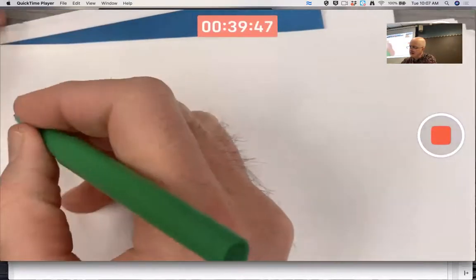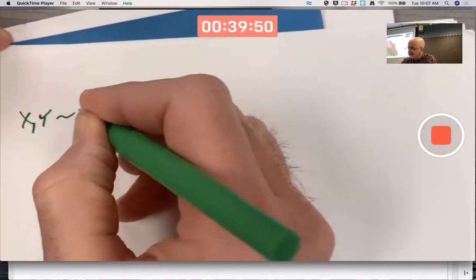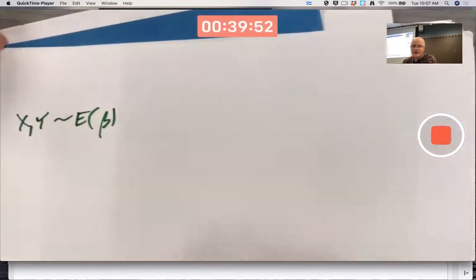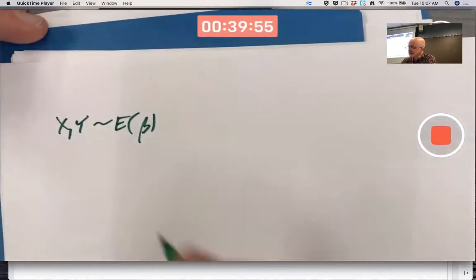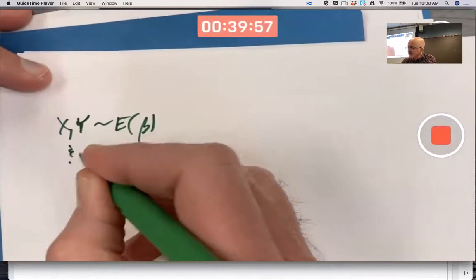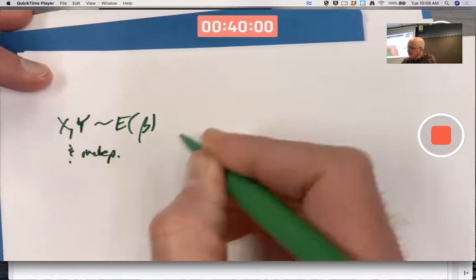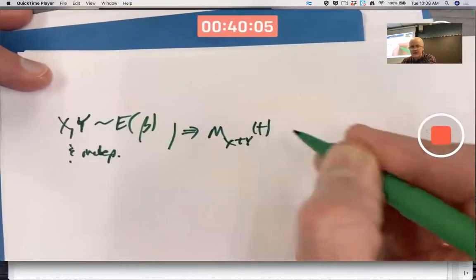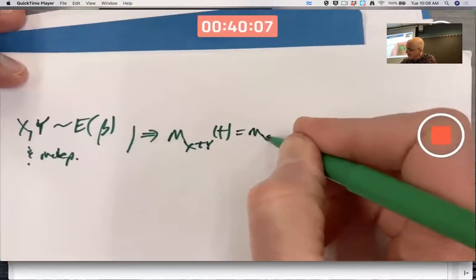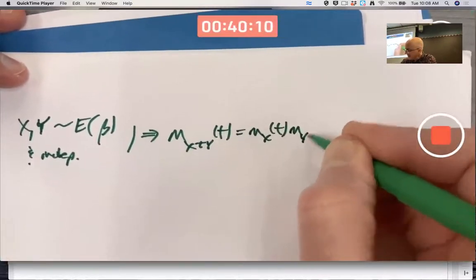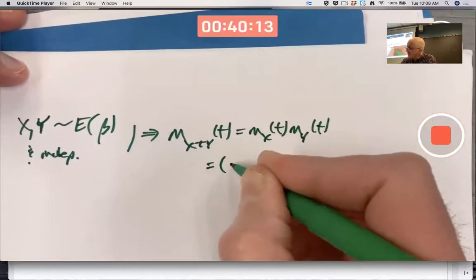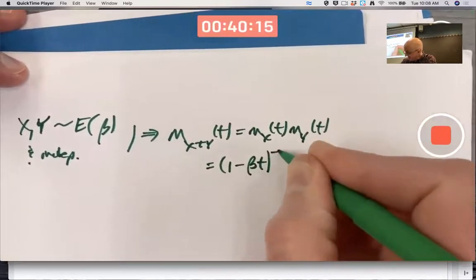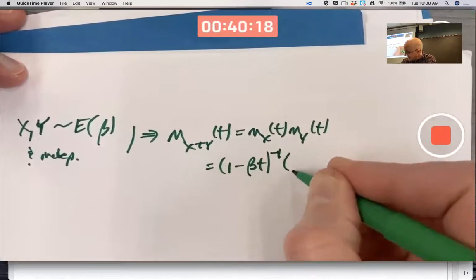X and y both have the same distribution and they're independent. You could write x, y is exponential with parameter beta, which again is the mean, and independent, implies that the moment generating function of x plus y is the product of the moment generating function of x with the moment generating function of y. But those moment generating functions are the same. They're both 1 minus beta t to the negative 1 power.